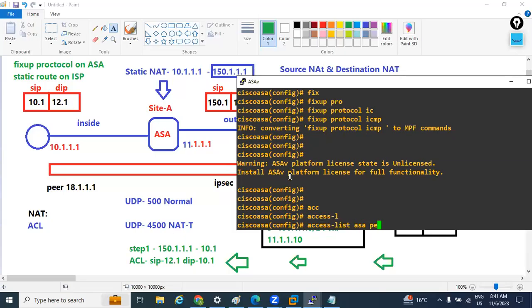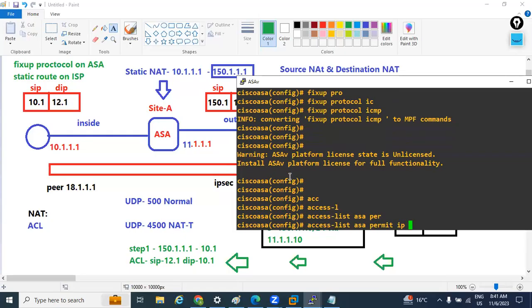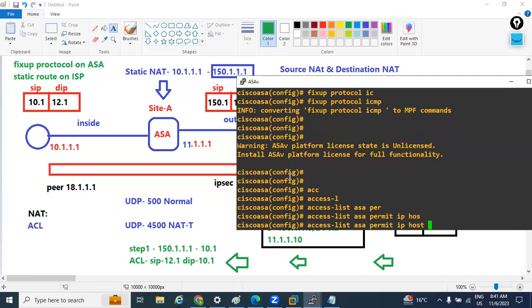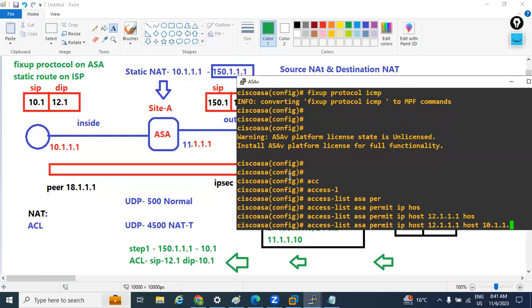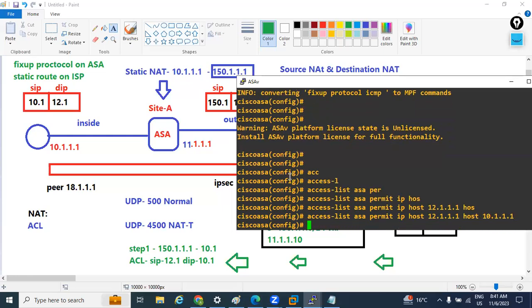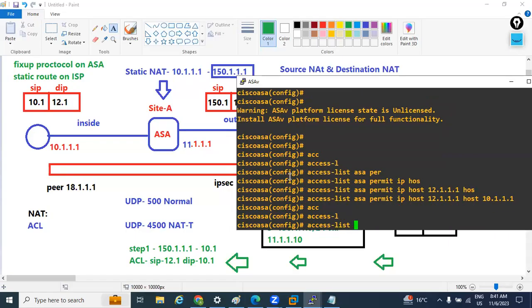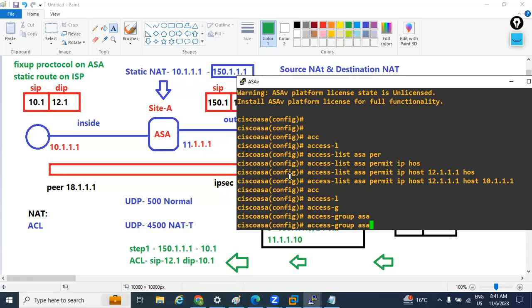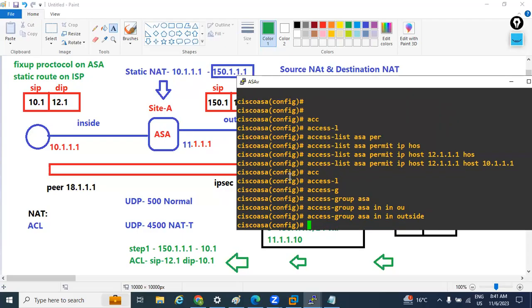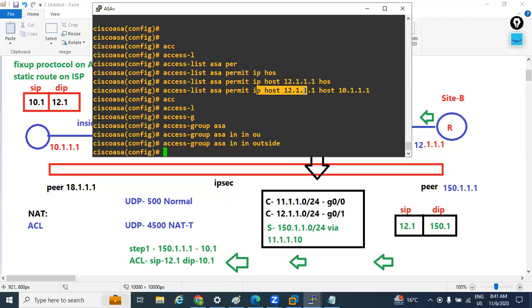access-list ASA permit ip host 12.1.1.1 host 10.1.1.1, then access-group ASA in interface outside. So on the outside interface, I have enabled the ACL. I have mentioned who my source is: guys, the source is 12.1 here. The destination is 10.1, which is after NAT, and IP means all kinds of traffic.